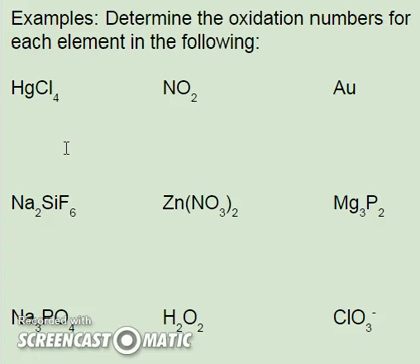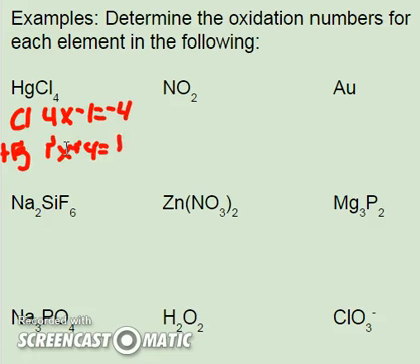What's going to be Cl4? I've got 4 of them at a -1 charge for a total of -4 charge. And then Hg, being a transition metal, can have a varying oxidation number. So it's going to have to be a +4 charge for this to be an overall 0. So my charges are going to be -1 and +4.